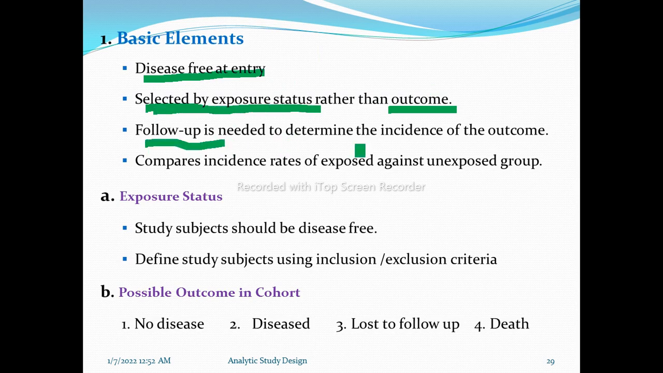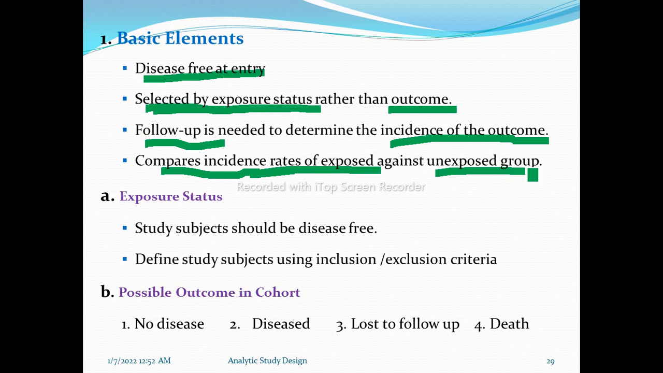Follow-up is needed to determine the incidence of outcome. So individuals who are drinking coffee or not will be followed for 9 months to determine the incidence. If there is no follow-up, we cannot say incidence. Then we compare the incidence rate of the exposed against the unexposed group.